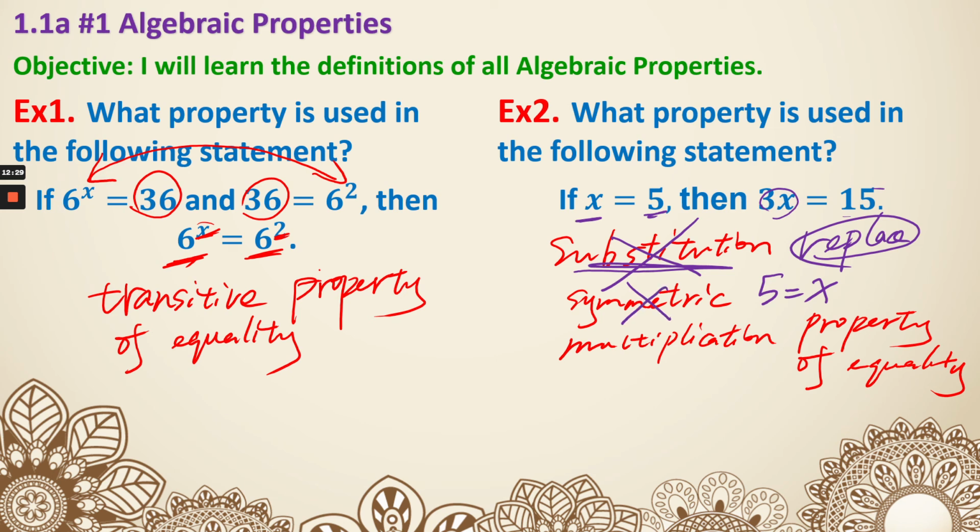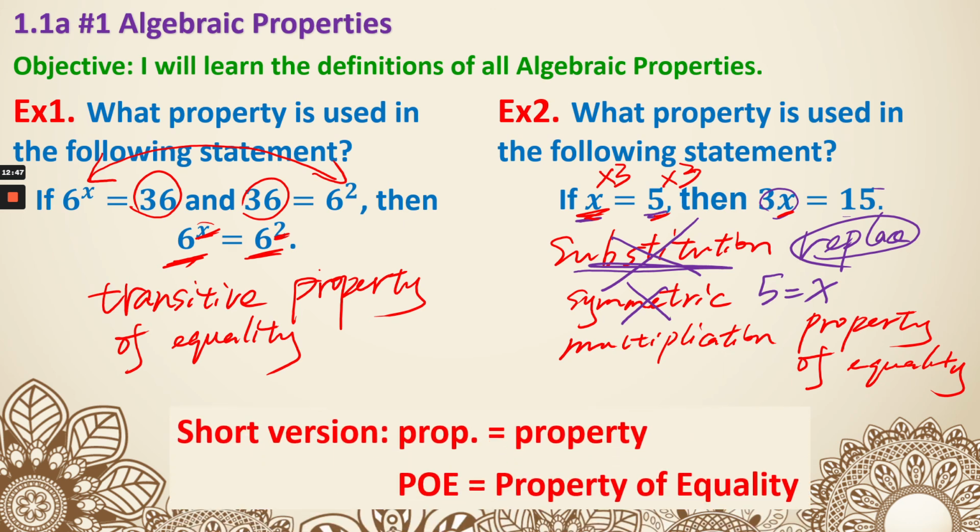Now, it is multiplication because what actually happened is from here, the x didn't change, but I multiplied by a 3. The right side, the 5 didn't change, I also multiplied that by a 3. That's why it's multiplication property of equality. And here are some short versions you can use. You don't have to spell out property. You can just write it as prop dot. You also don't need to write out property of equality. You can just do it as POE. Just save yourself some time.